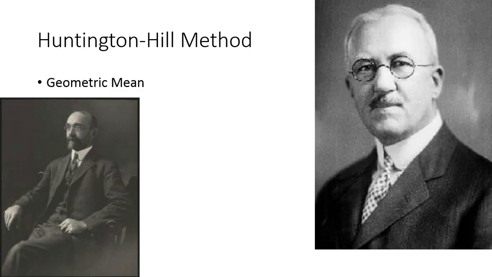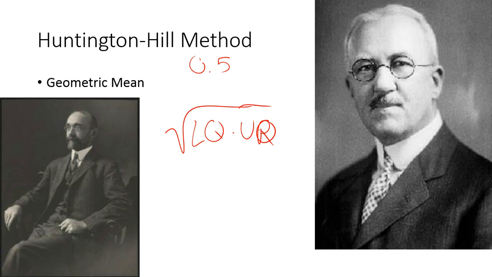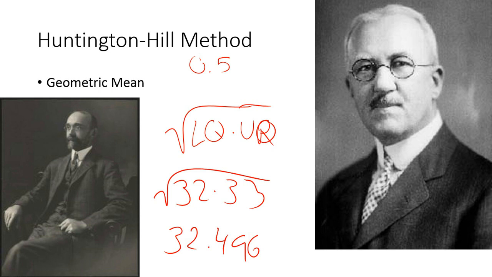Now, the Huntington method focuses on the geometric mean. Webster's method deals with the arithmetic mean. Huntington deals with the geometric mean. So you still have your modified divisor and everything's the same, but instead of going at 0.5, they use the square root of the lower quota times the upper quota. And basically what happens is, if you have 32 times 33, the square root of those two comes up to be about 32.496. So if your number is higher than this, you're going to round up. If it's lower, it goes down. And so that's the Huntington method. That's what's still used in the U.S. today.